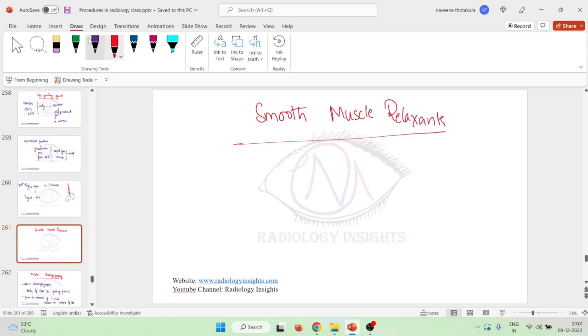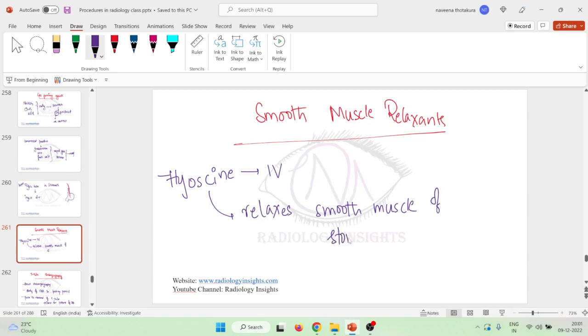So smooth muscle relaxants, if you see, one of them is hyoscine. Hyoscine is given intravenously, and because it is a smooth muscle relaxant, it will relax the smooth muscles of bowel, especially of stomach and bowel, and thus it will cause distension of the stomach.